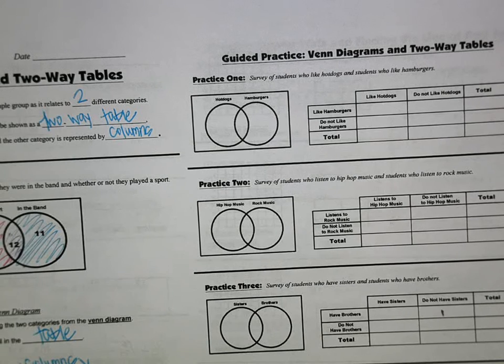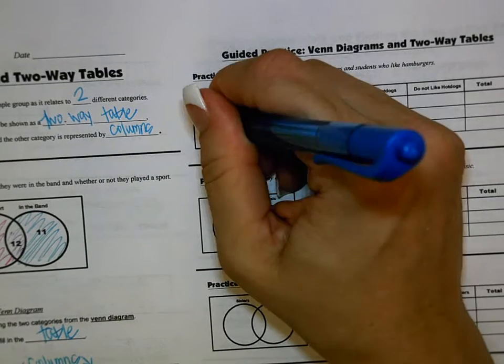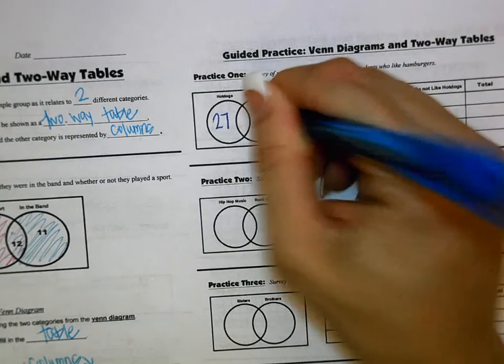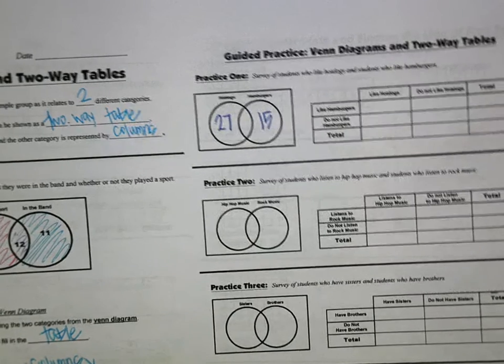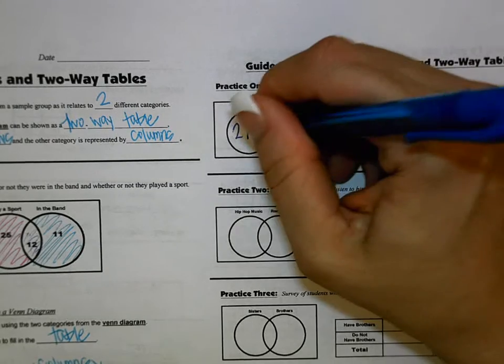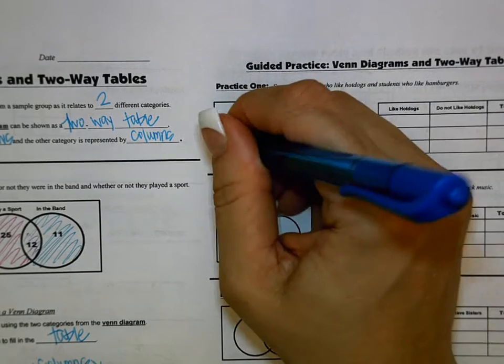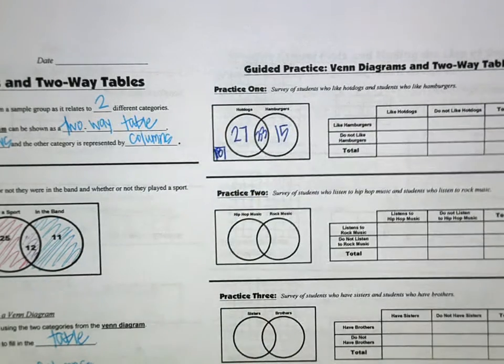Okay, let's try another one. For practice number 1, a survey of students who like hot dogs and students who like hamburgers. If I tell you that there are 27 people who only like hot dogs, and there are 15 people that only like hamburgers, 15 goes there. There are 33 people who like both. Where would that 33 go? In the overlap. And there are 18 people that do not like either. They apparently don't like food. Probably hippies.